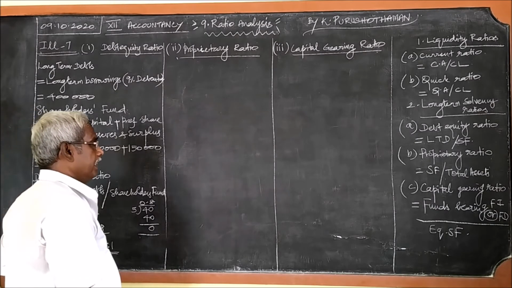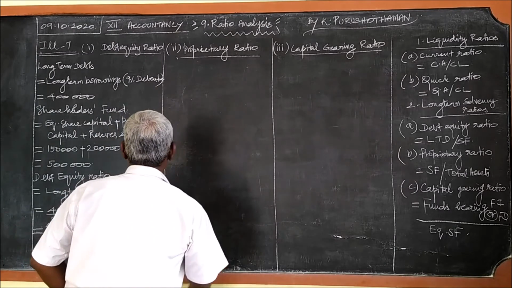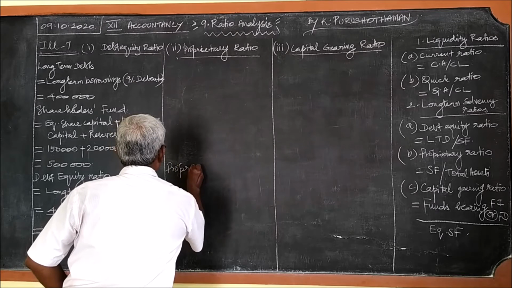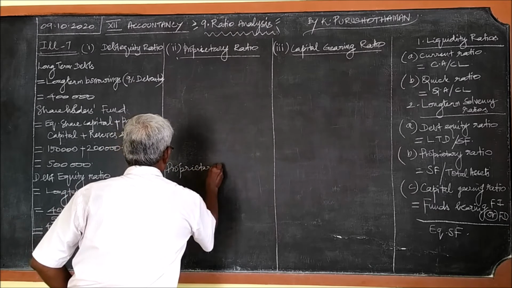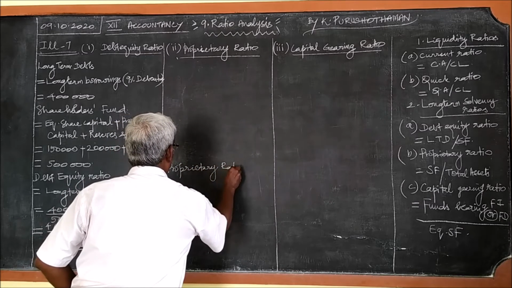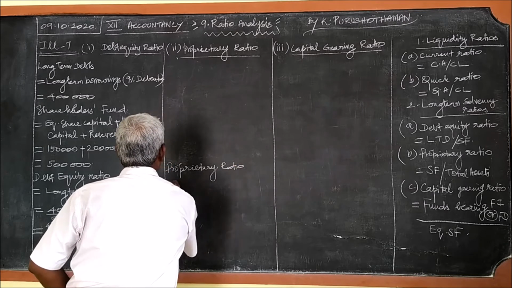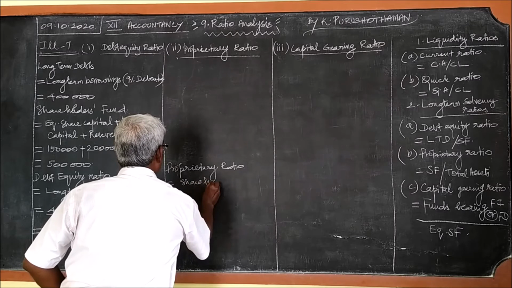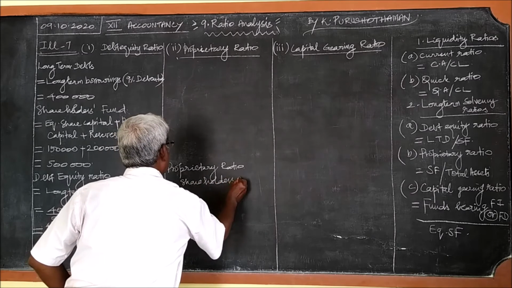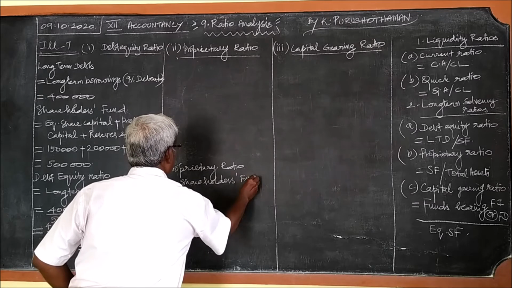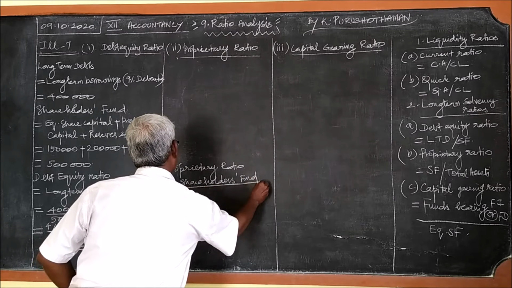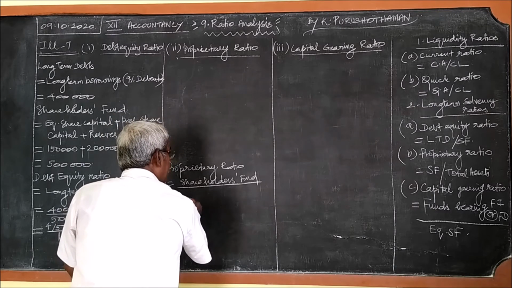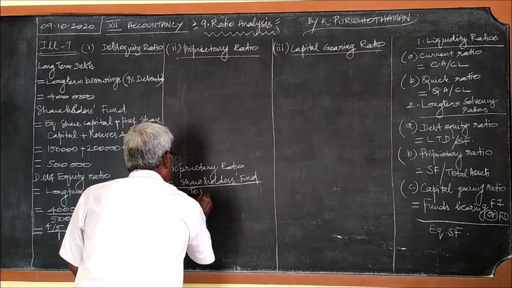Then the second ratio. What is proprietary ratio? Proprietary ratio is equal to shareholders fund divided by total assets.